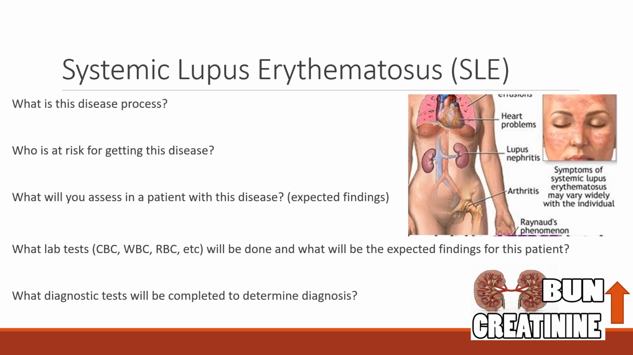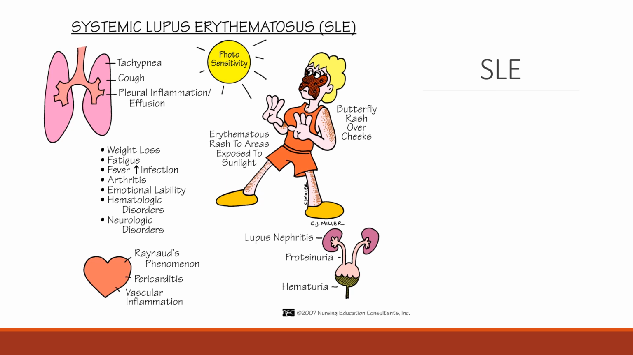Okay, let's look at one of those pictures I was talking about. This is really nice, shows you a nice little breakdown of everything that I've talked about. Proteinuria and hematuria are two other signs that you will see if your patient has lupus nephritis. So you make sure that if you assess those things, you notify the doctor right away.